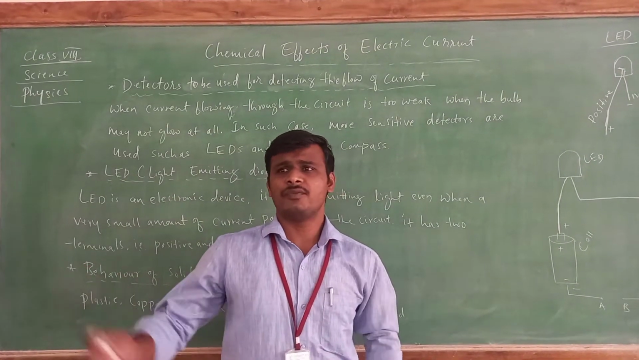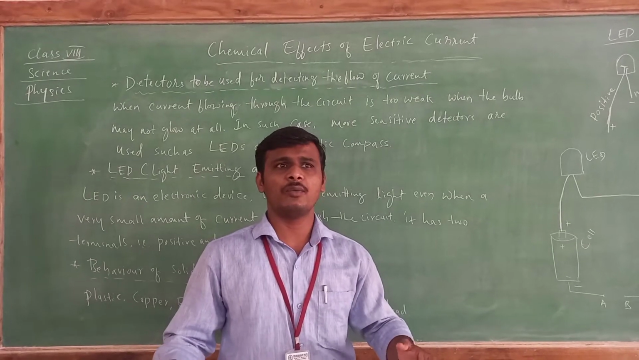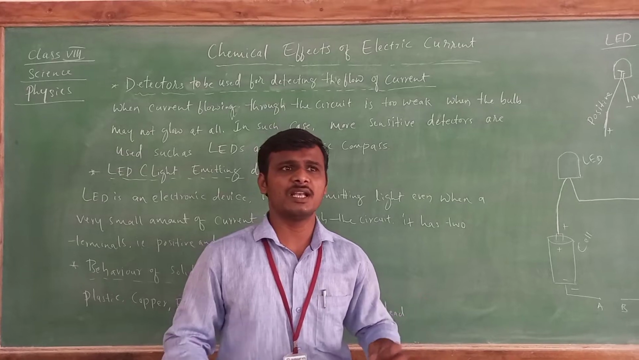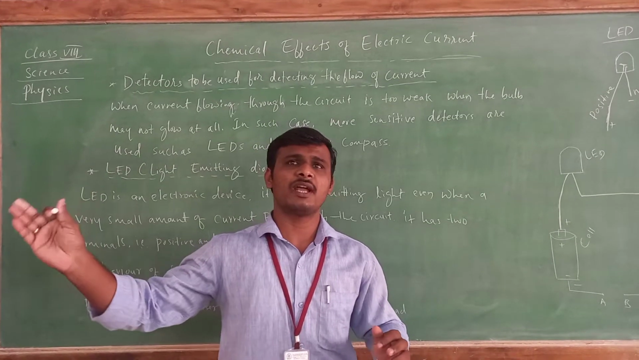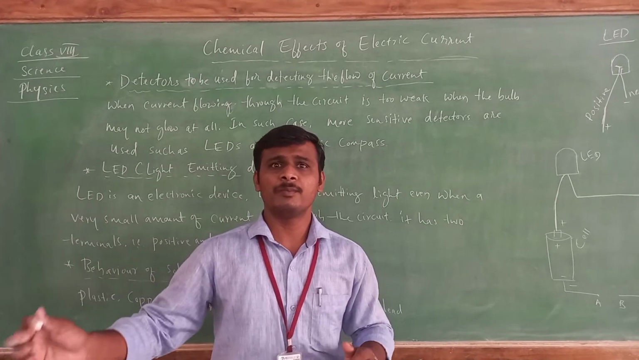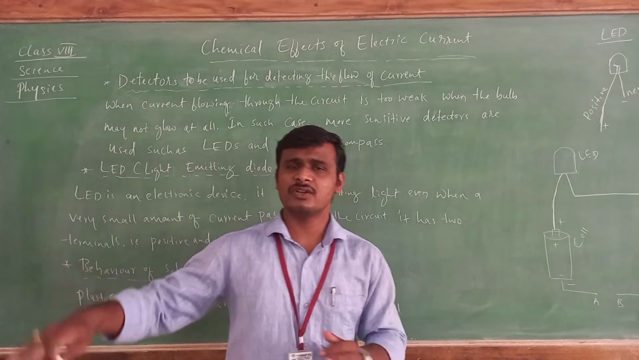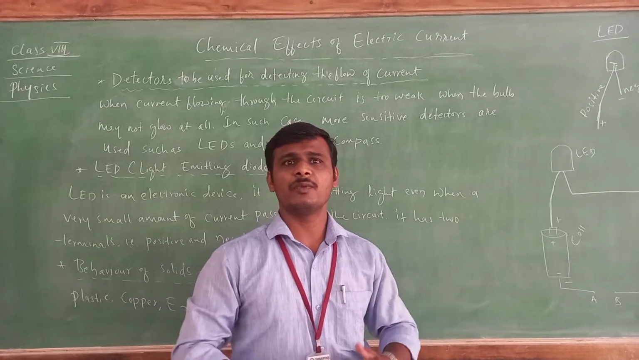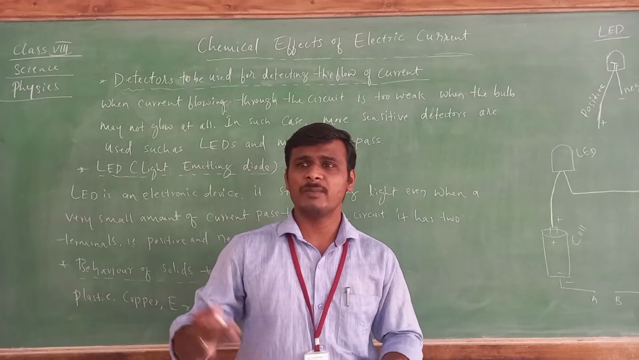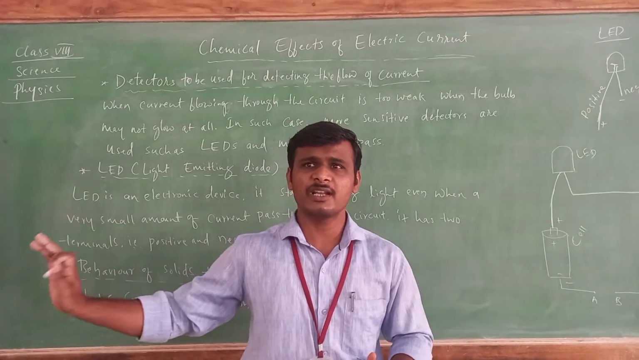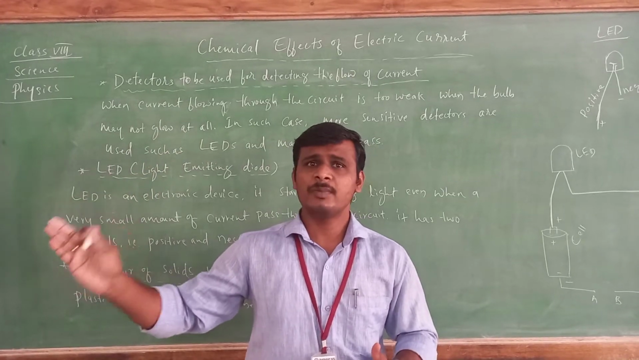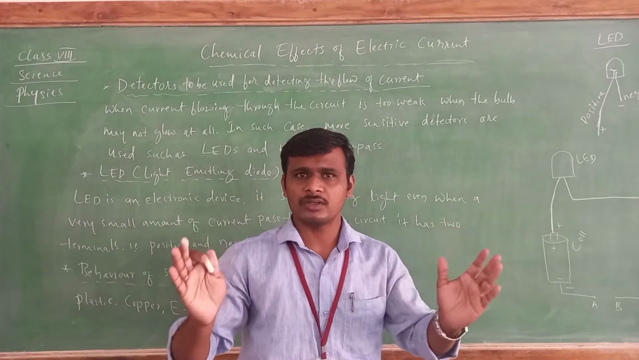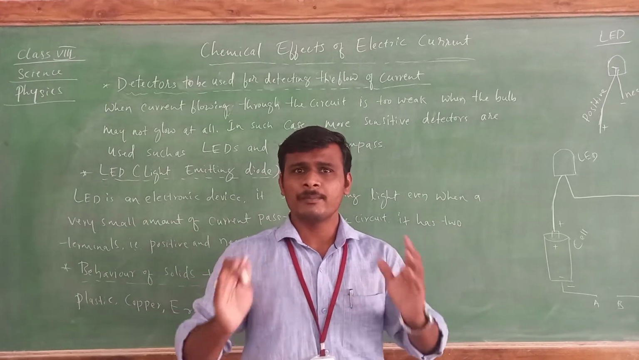Suppose you enter a dark room. What do you feel? You feel the darkness in the room. Then what will you do? Suddenly you go to the switchboard and try to switch on the bulb, that is, the light. When you switch on the button, what happens? The bulb will glow and the entire room will become bright. So how does it become bright? When you switch on the button of the bulb, the current will flow, then the bulb will glow, and the entire room will become bright.